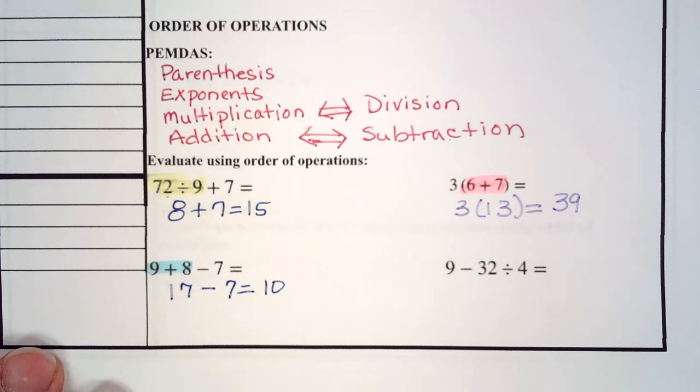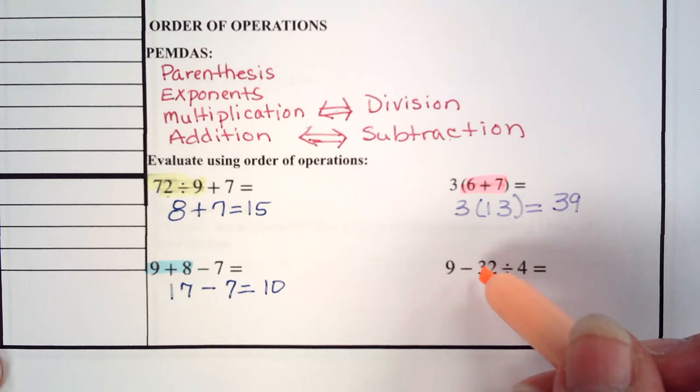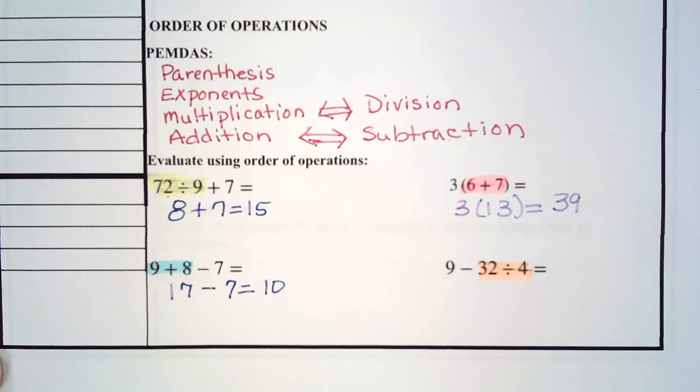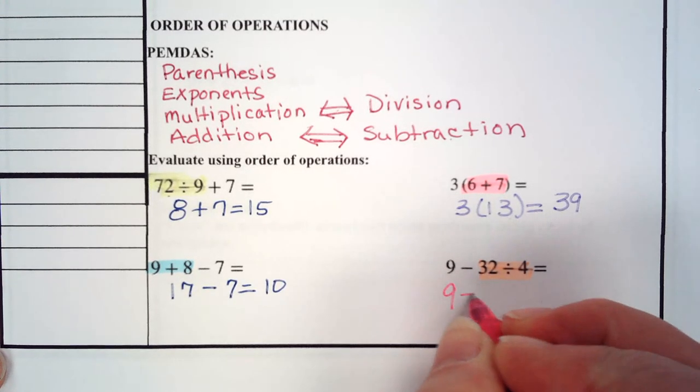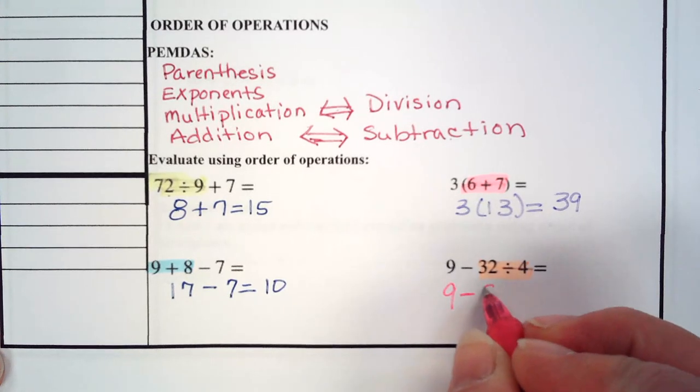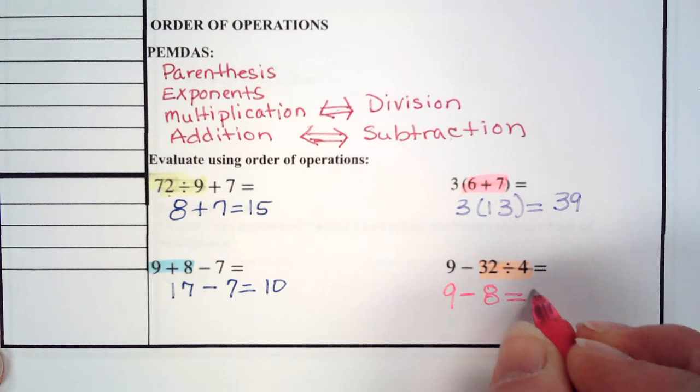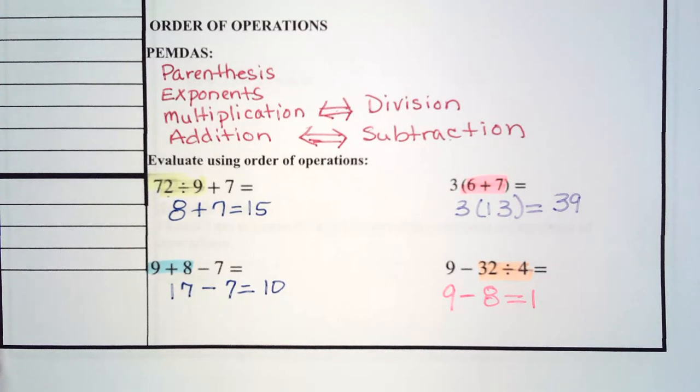Okay, for the last one on this page, are there parentheses? No. Are there exponents? No. Is there multiplication or division? Yes. I've got 32 divided by 4. Nine minus 32 divided by 4 is 8, and that equals 1. So if you're still struggling, back the video up and watch the first page again. If not, keep going.